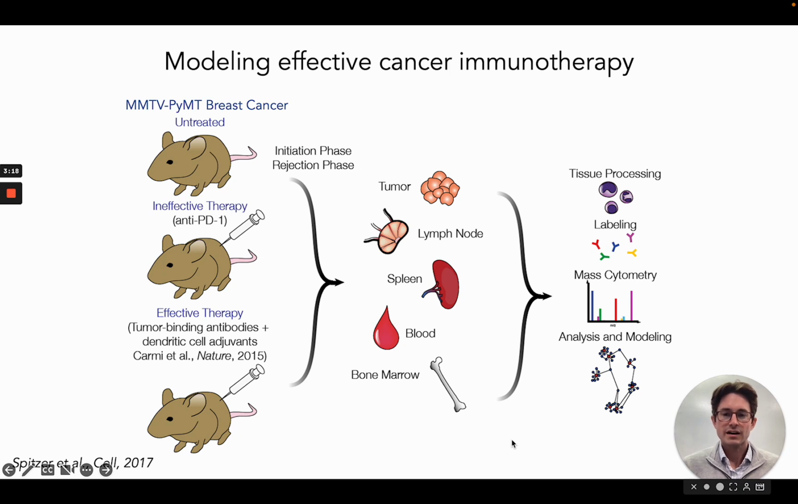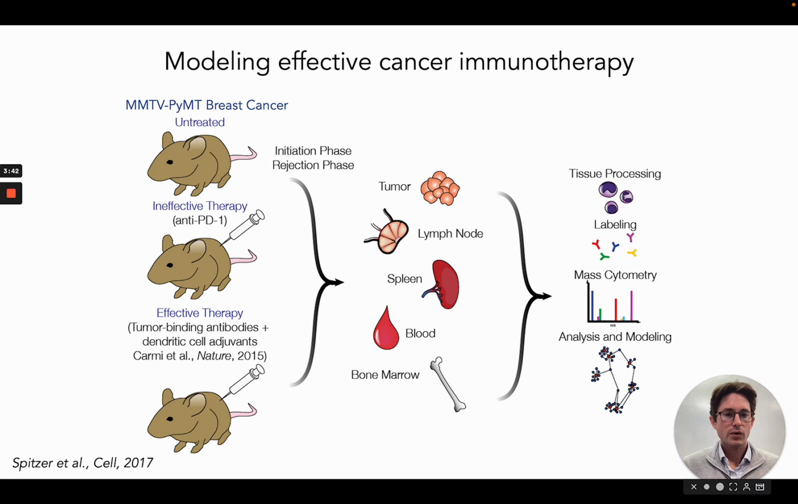Our interest in this area stemmed from a study that we did a number of years ago, where we investigated the mechanistic basis for effective immunotherapy. We started in a mouse model of breast cancer, the polyoma middle T model that spontaneously develops breast cancer, and we left mice either untreated or treated them with an effective immunotherapy consisting of tumor-binding antibodies and dendritic cell adjuvants.